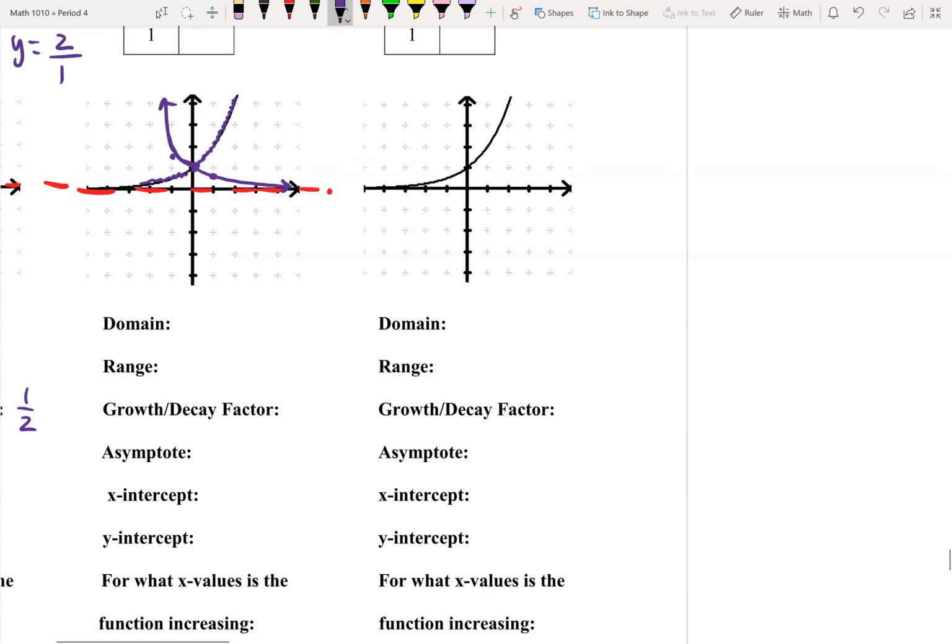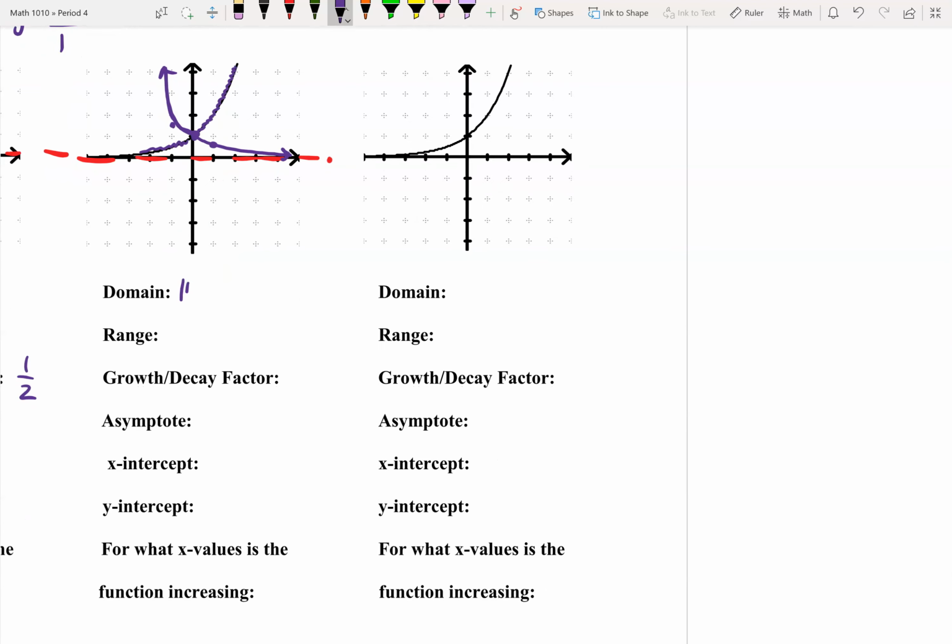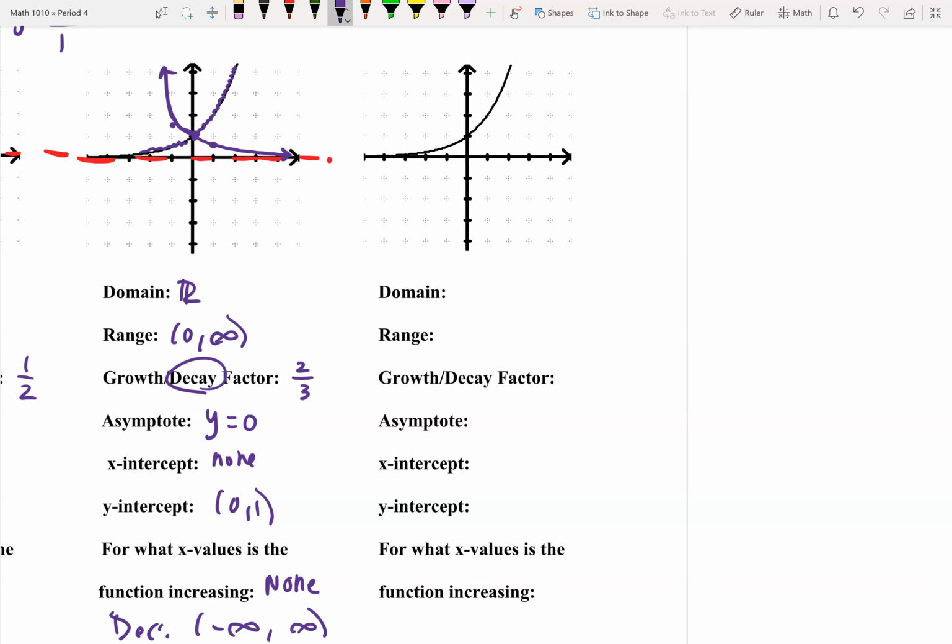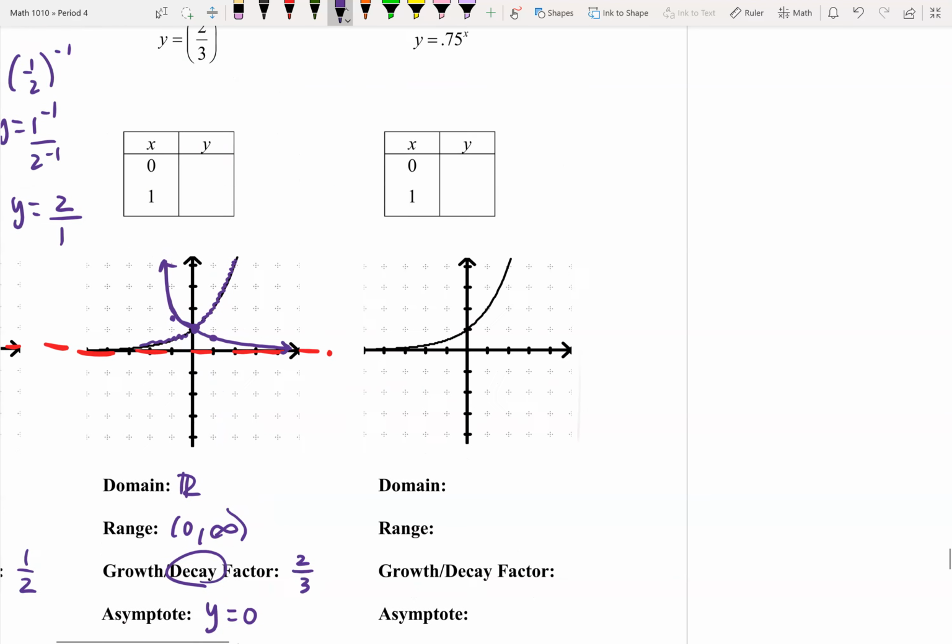Okay? Domain is, shout it out, guys. All reals. Range is 0 to infinity. Is it a growth factor or decay? Decay, so circle it. And what's your rate? 2/3, right? Asymptote is y equals 0. X-intercept is none. Y-intercept is (0, 1). Where's it increasing? None, never. Where's it decreasing? Tell me. Negative infinity to infinity, because it's a decay rate. It's going smaller. Who says this is easy? Easy, easy. See, told you.